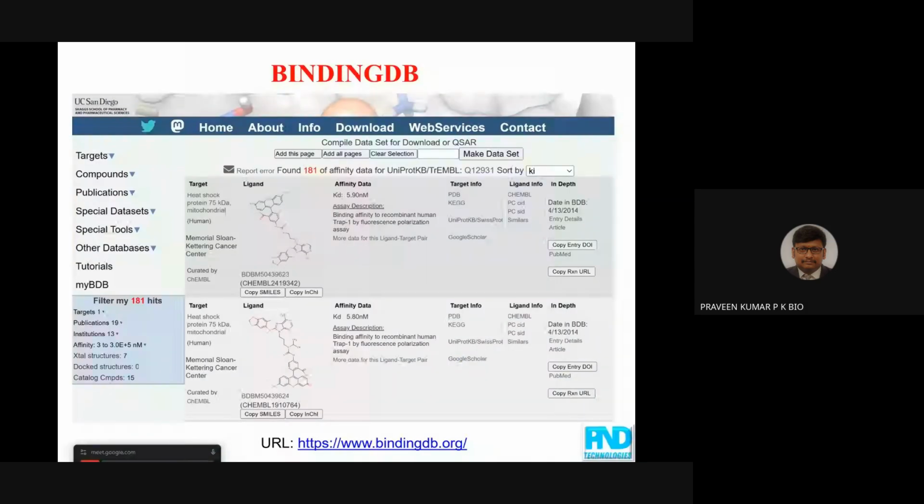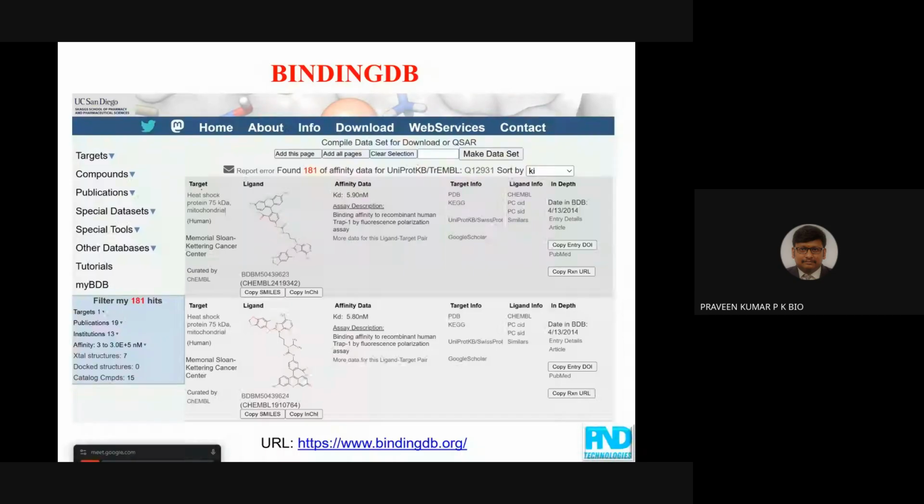The next database we'll be discussing. So till now, we have completed sequence databases and structure databases. Now we'll be discussing binding site databases. If you have ligands and receptors, one should know the binding sites, isn't it? So for this, the first database is bindingdb.org. Here you have to type the keywords.